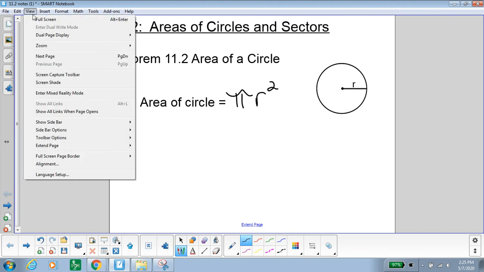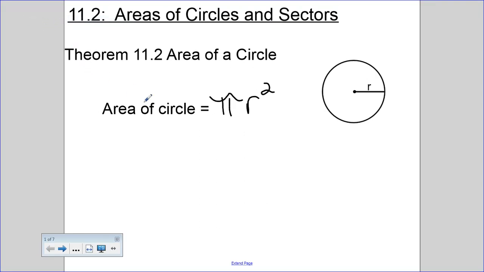Well, let's start talking about areas of circles and sectors. We're going to start with the area formula for a circle. So hopefully you remember that the area of a circle is pi r squared. So you can only use the radius, you square it, and then multiply by pi.